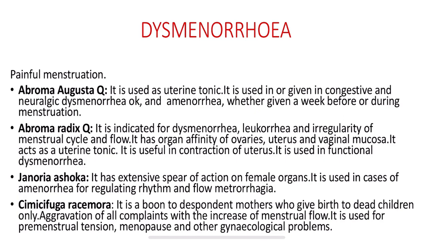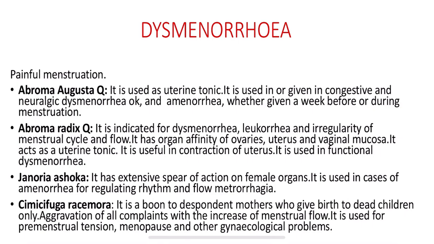Moving on to the next condition, that is dysmenorrhea. What do you mean by dysmenorrhea? We told you already, that is painful menstruation to such a level that it is incapacitating the woman to perform her day-to-day activities. We have Abroma augusta, which is used as a uterine tonic. So it's like a common question in the viva voce. They ask you which is the drug which is used as a uterine tonic, that is Abroma augusta.